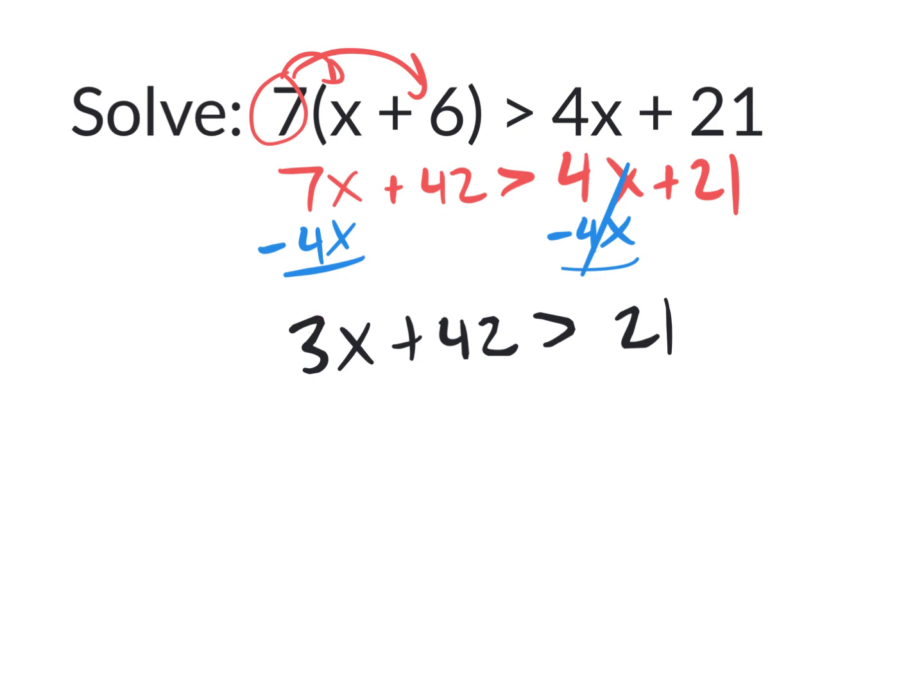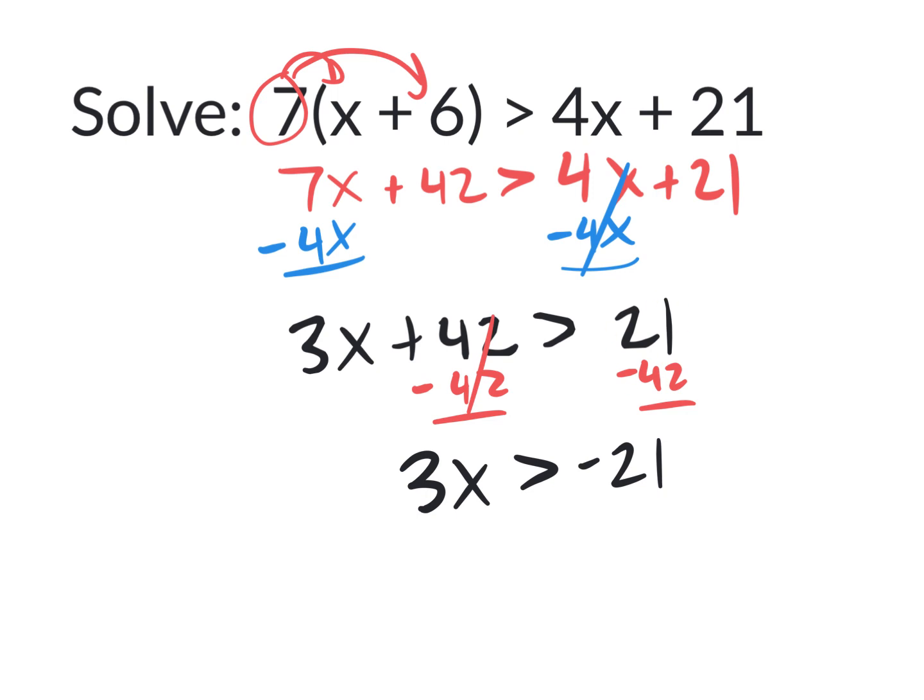What do I get rid of first, the 3 or the 42? The 42. Subtract 42. We end up with 3x is greater than, remember, the only time it flips is when you multiply or divide by a negative. Right here, I'm not multiplying or dividing, I'm subtracting 42. So my answer is negative 21. Again, you could do this with the calculator. 21 take away 42 gives you negative 21.